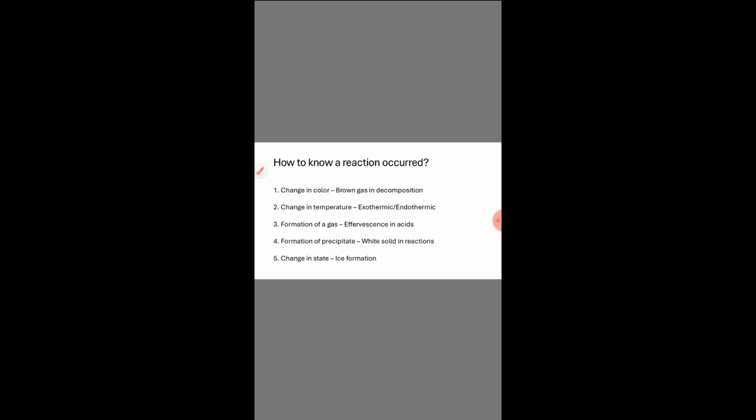Okay, we have the example as brown gas in decomposition. Now the second one is change in temperature, whether it will be exothermic or endothermic. Exothermic is what? Release of heat. Then formation of gas. Then formation of precipitate, maybe the BaCl.